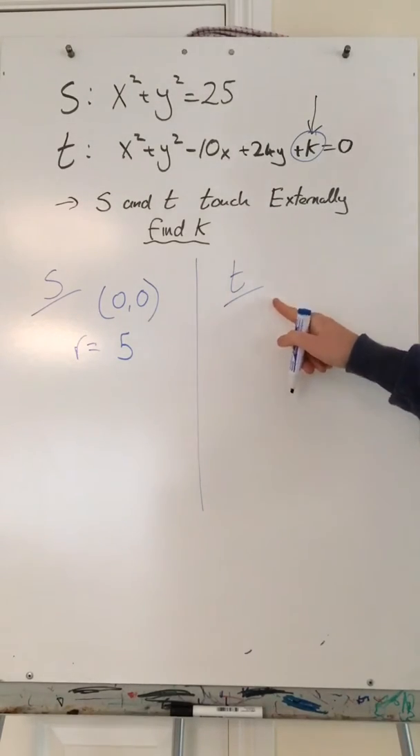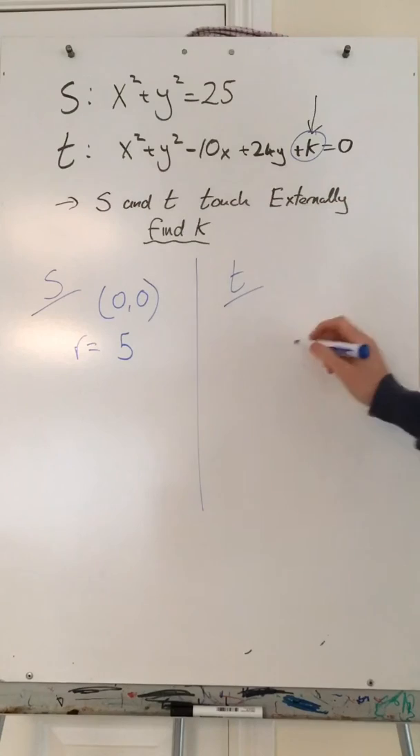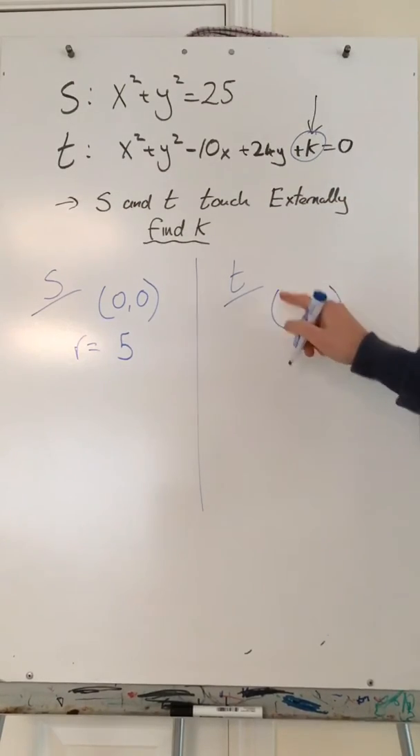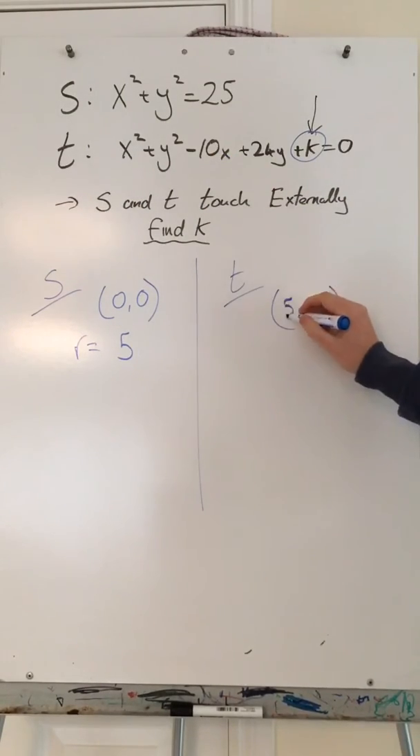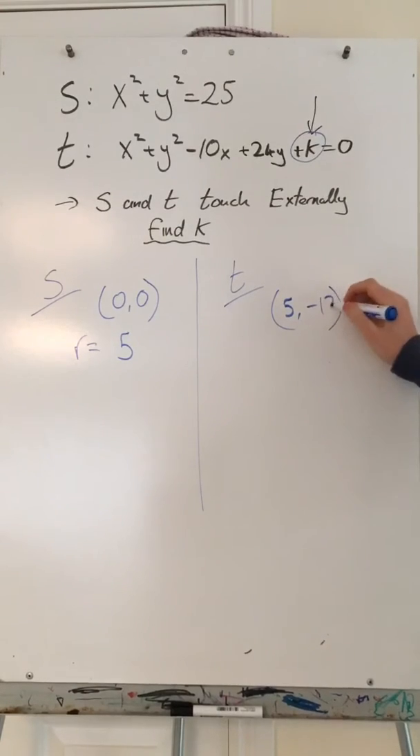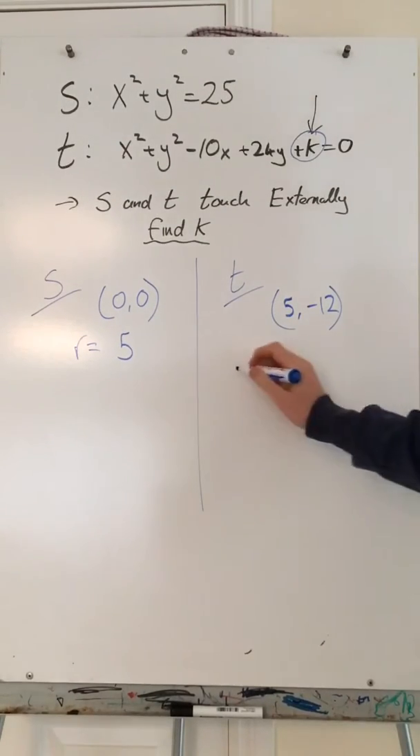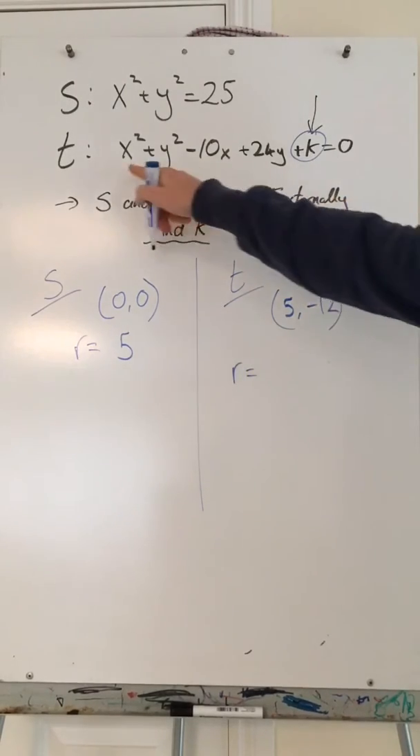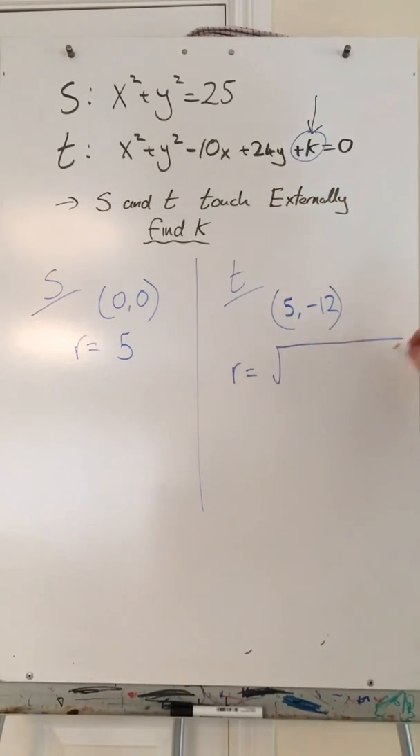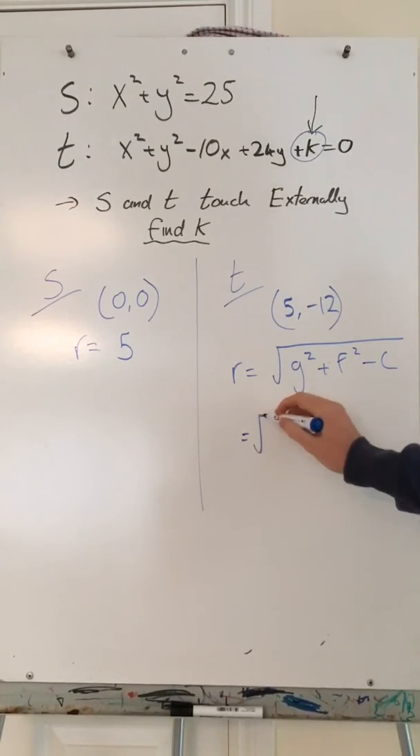Over here on circle T then, we can figure out what the center is. The center is going to be (5, -12). That's what the center is going to be. And the radius, because it's in this format here, to find the radius we need to use this formula here, square root of g squared plus f squared minus c. So let's fill this in.